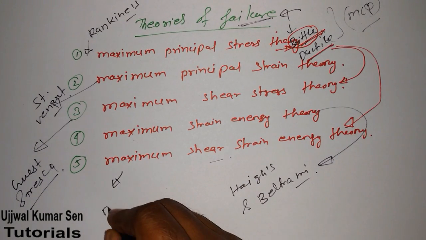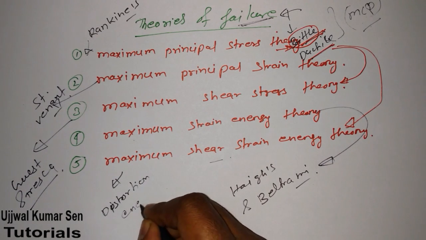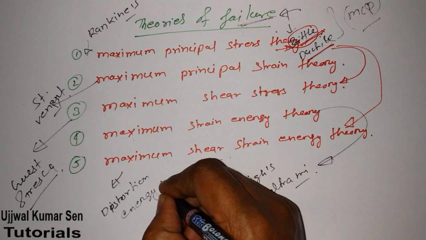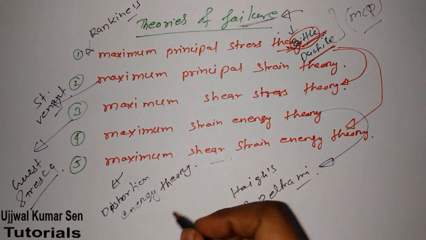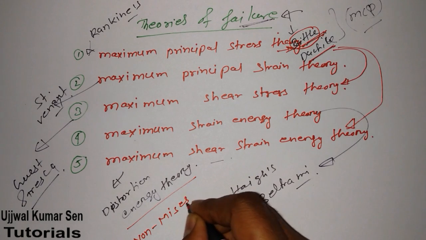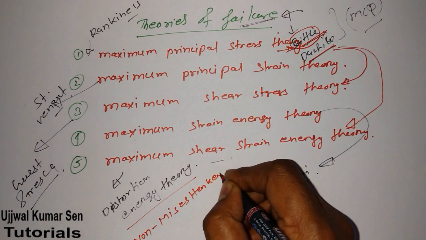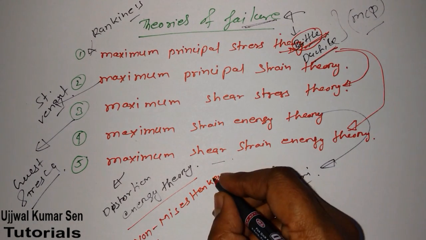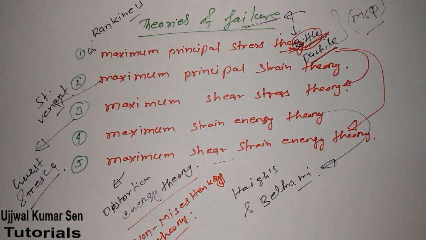And the shear strain energy theory has 3 names. One is distortion energy theory, and there are a few other names I should share with you, that is von Mises, and then Hencky theory, Hencky theory. So these are all theories of failure, right?